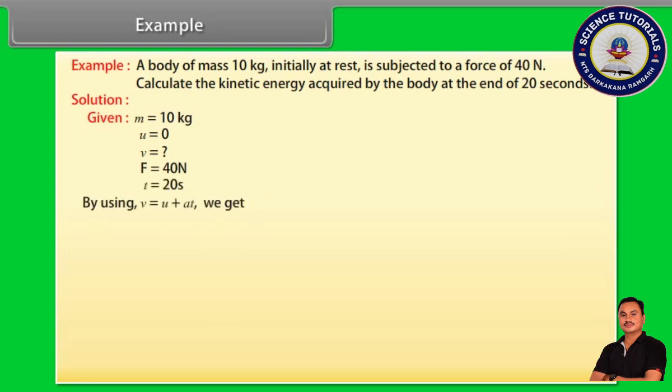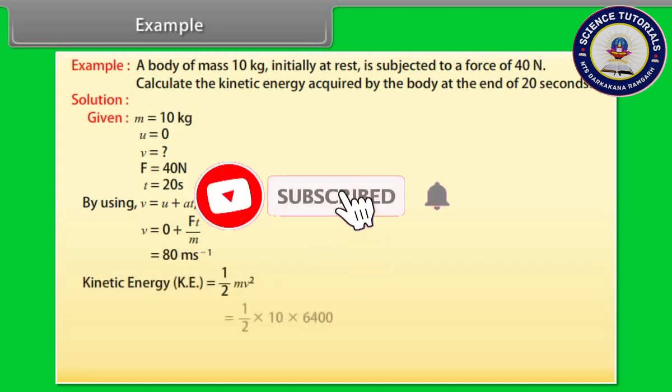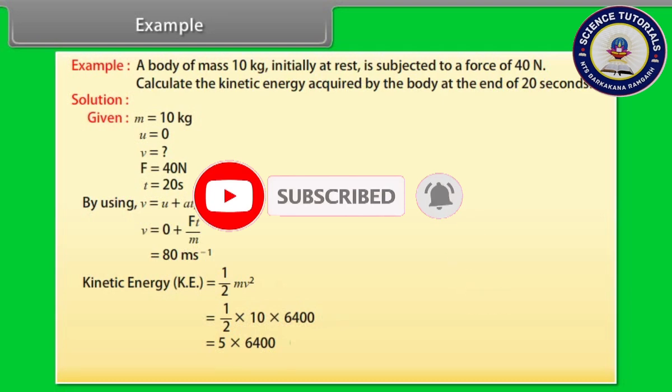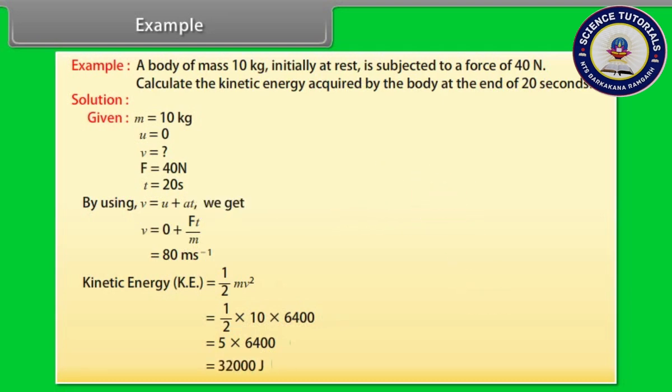By using v is equal to u plus at, we get v is equal to 80 meter per second. Kinetic energy is equal to half mv squared. On calculating, we get kinetic energy is equal to 32,000 joules.